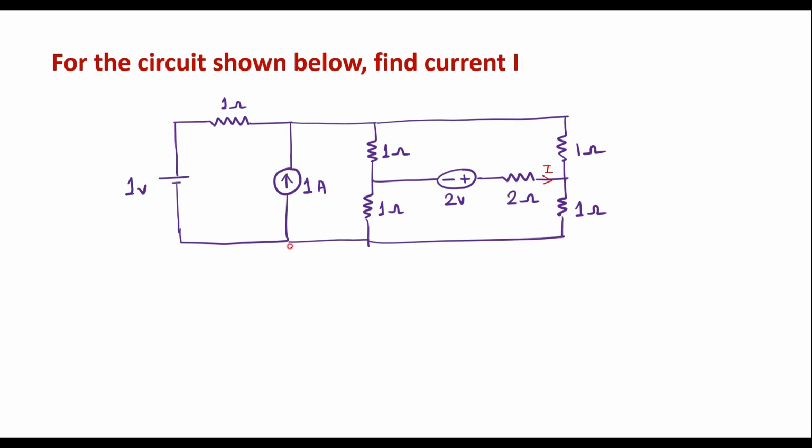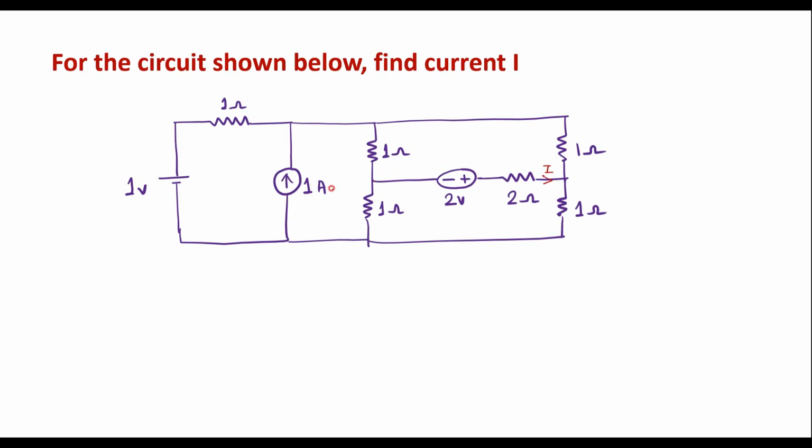If we solve using node analysis, then this is one node, this is another node, and here this and this together we have one node. So this is one method to solve the problem. The another method is we can solve this using loop analysis. Let me solve using loop analysis.